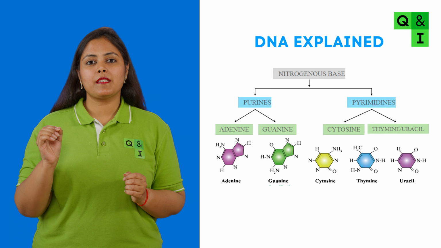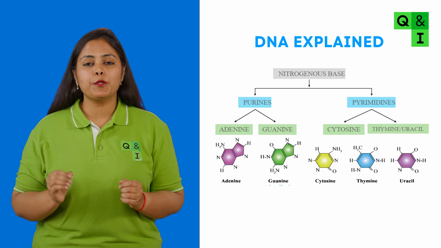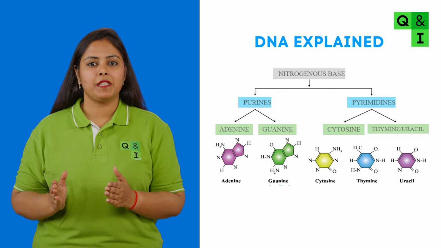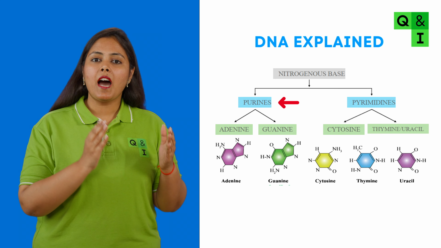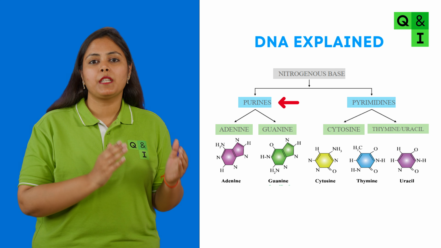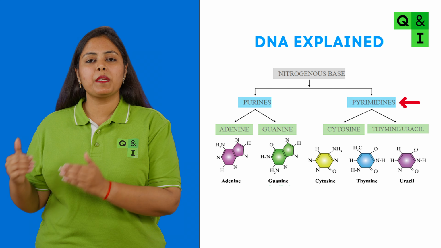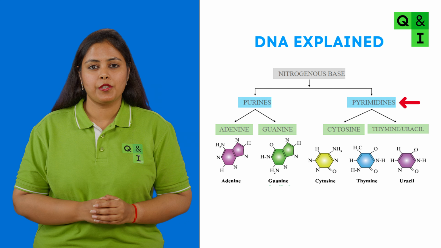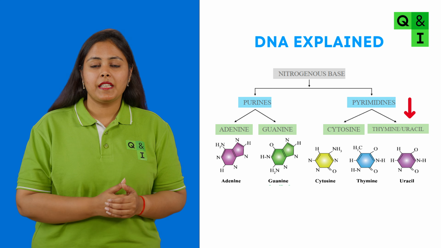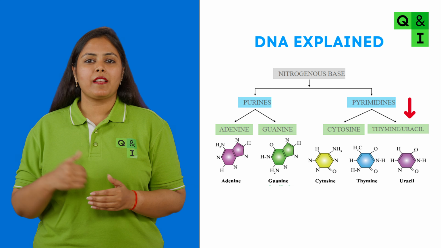The nitrogenous bases are of 4 types and they are divided into 2 categories, purines and pyrimidines. Adenine and guanine are part of purines and they have a double ring structure, whereas cytosine and thymine are part of pyrimidines and they have a single ring structure. However, in case of RNA, thymine is replaced by uracil.